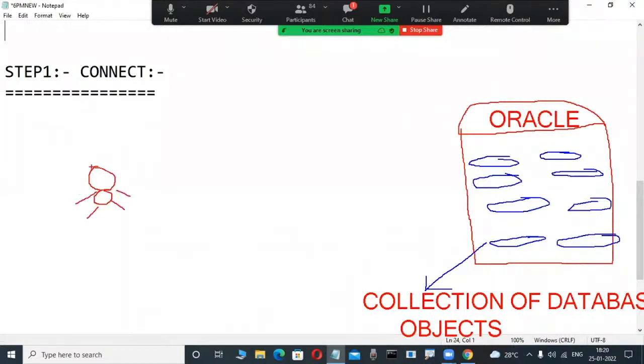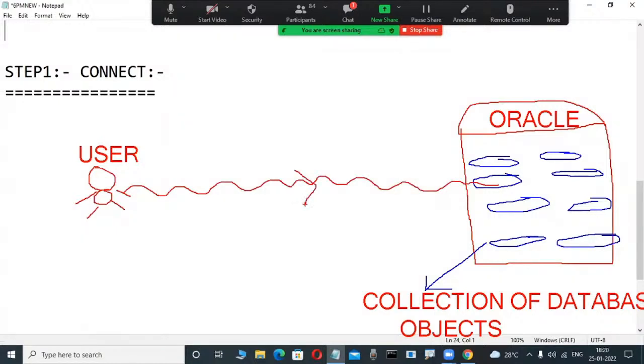Now, this is a user. I am a user, for example. I want to talk to this database. Talking to this database means maybe I want to perform some operations on this database. If I want to talk to this database, then which language are we using? Yes, very good. SQL is the language. SQL is Structured Query Language.